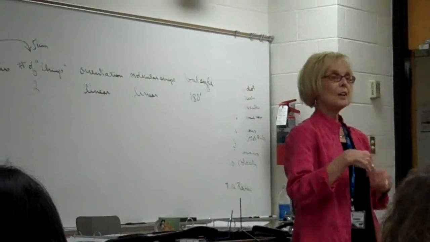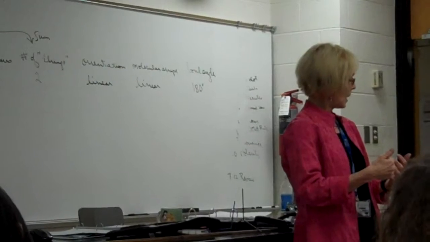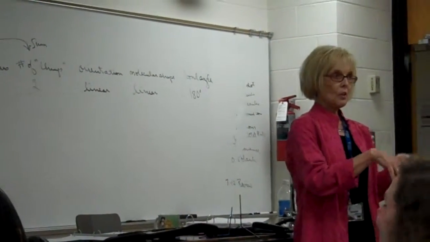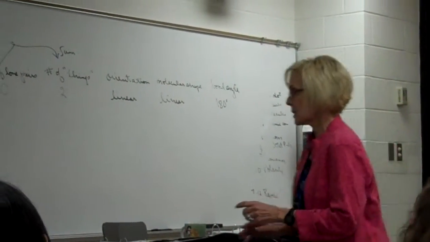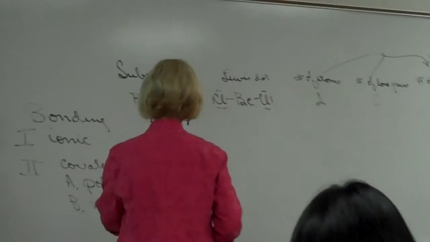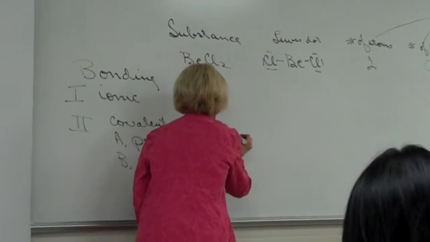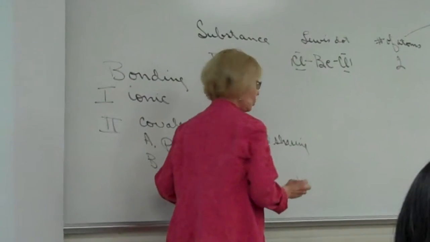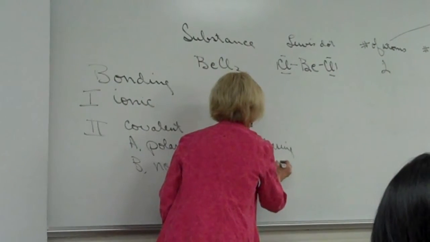Now, on the other hand, what if she'd been my twin? Same age, same size, same degree of meanness. Okay? I bet we would have shared those toys 50-50. So we have two ways of sharing, and one is called polar covalent, and this is unequal sharing. And nonpolar covalent is the equal sharing.